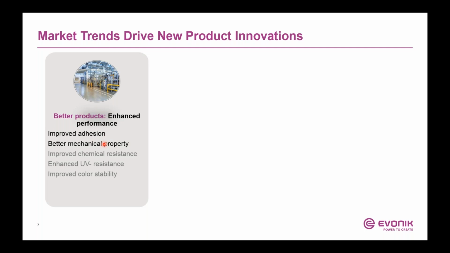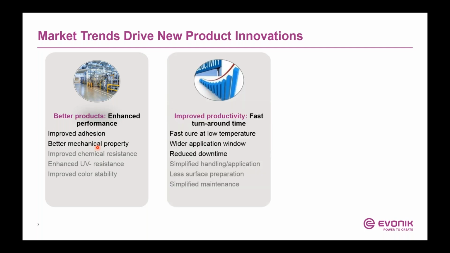concrete. Also, mechanical property is very important because these types of moisture vapor barriers are applied not only for residential applications, but also for industrial applications. So those two are the key focus. Another one is improved productivity. This is very important for our customers because they want fast cure at low temperatures. Overall, again, fast return to service.